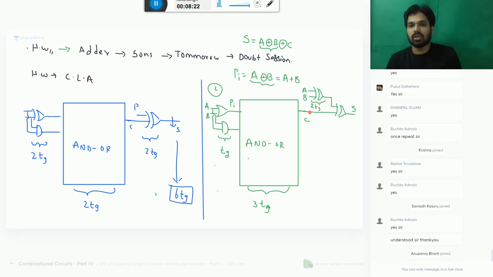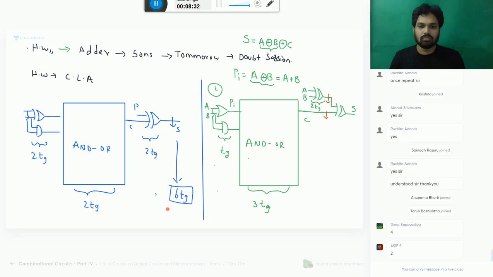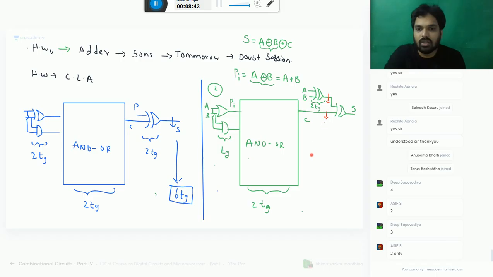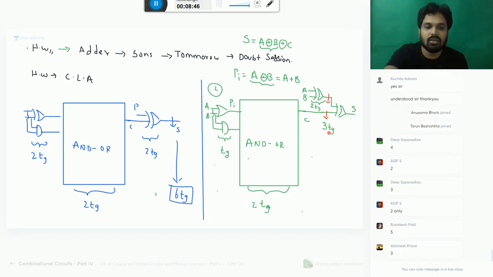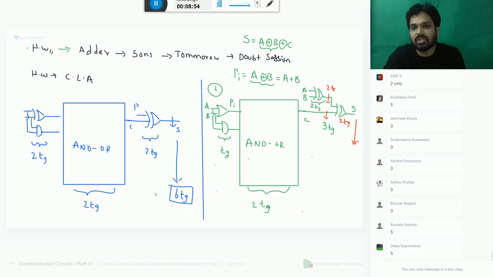Okay, this is 2 TG. Now you already calculated, now 1 plus 3. At what time do you get this one? This is TG, 2 TG. Total how much? TG and 2 TG. At what time do you get this one? This will come at 3 TG and this will come at 2 TG. And this requires another 2 TG. So what is the total answer? Out of the two, whichever comes late, that you consider: 3 plus 2, total 5 TG. This is the implementation.